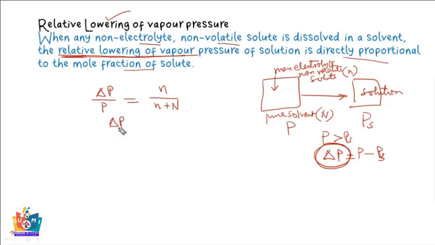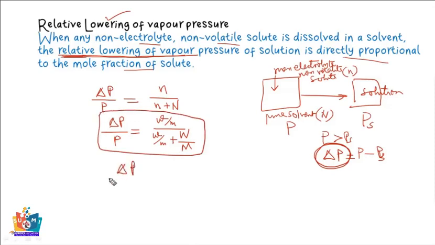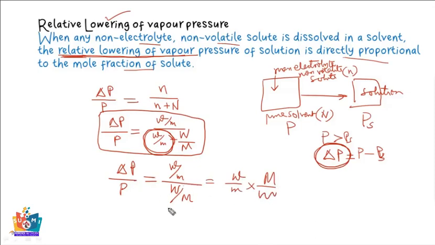Delta P divided by P equal to small n, which means small w divided by small m, weight of solute divided by molecular weight of solute, divided by the number of moles of solvent, capital W, weight of solvent, capital M, molecular weight of solvent. This is the relationship of relative lowering of vapor pressure. This can also be written as delta P divided by P equal to small w by small m divided by capital W by capital M. If the small n is neglected, but most of the time this should not be neglected, this becomes small w by small m into capital M divided by capital W. So this is the equation.